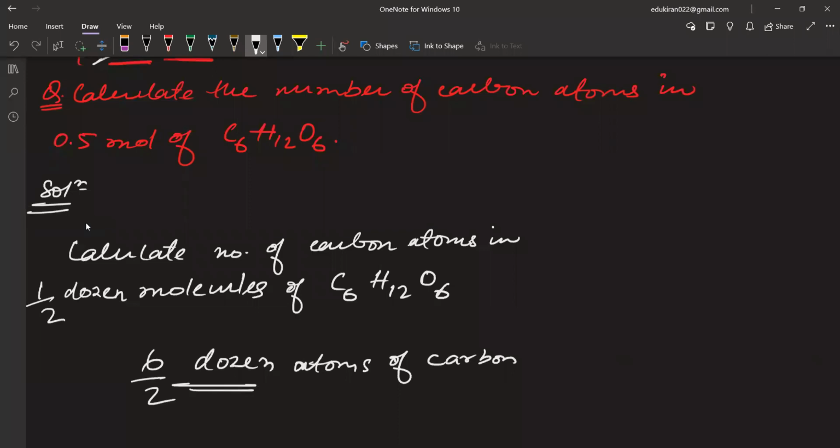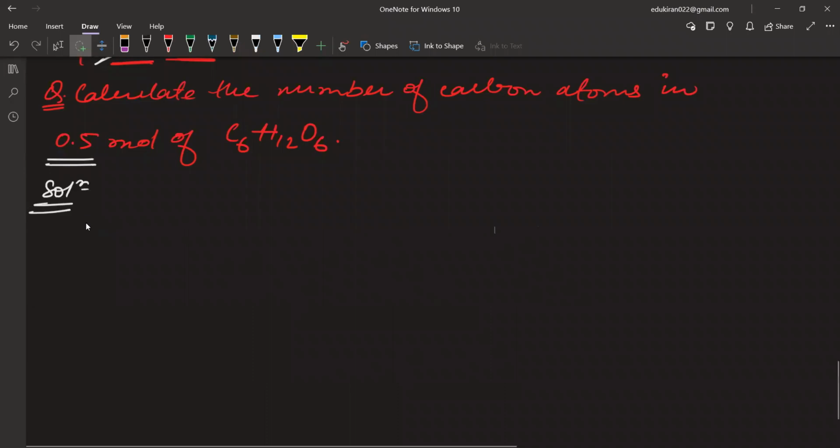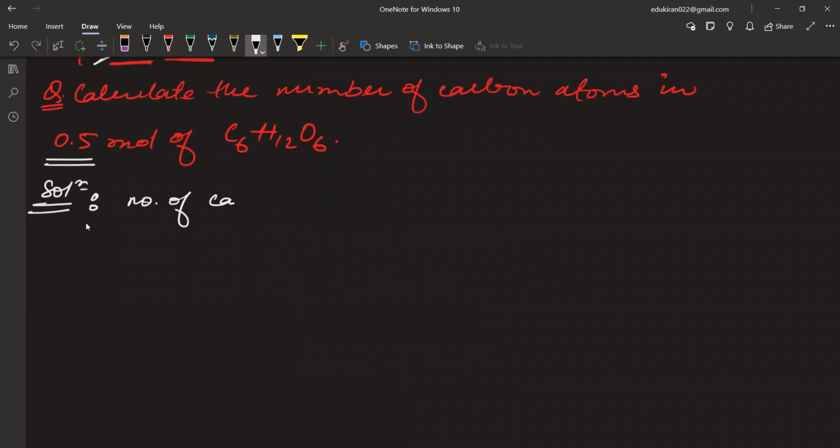Okay. Now mole is also like a dozen only. I have told you this. If you can answer for dozen, you can answer for mole also. How many moles do we have? 0.5. That means half mole. Correct. So I will write the number of carbon atoms, answer in terms of moles only: carbon atoms is equal to 6 by 2 moles. Any doubt?